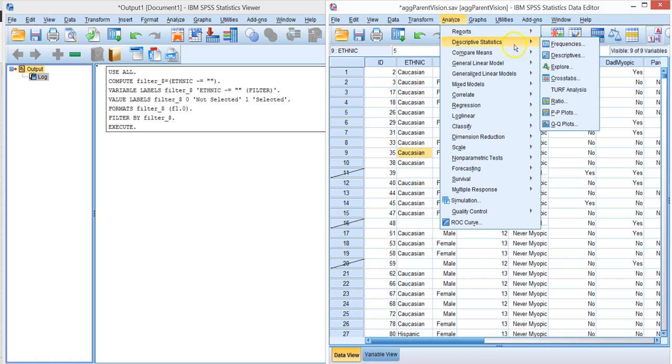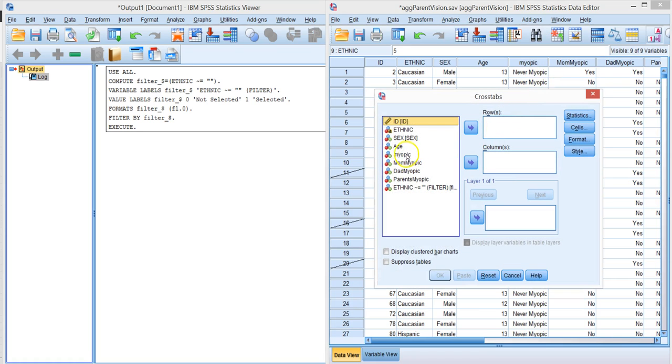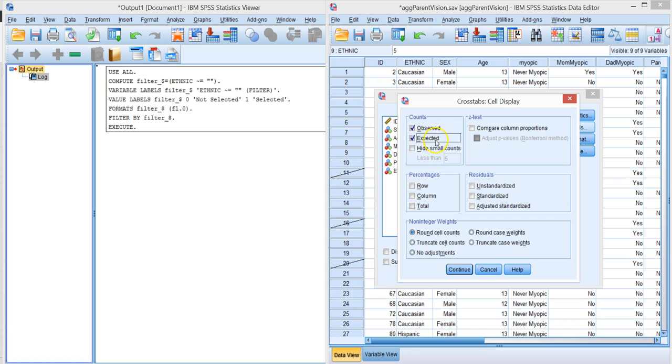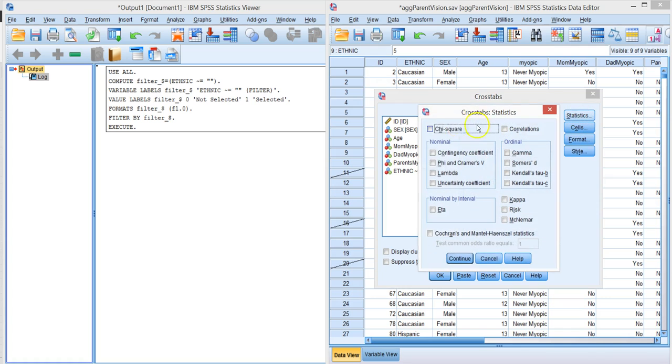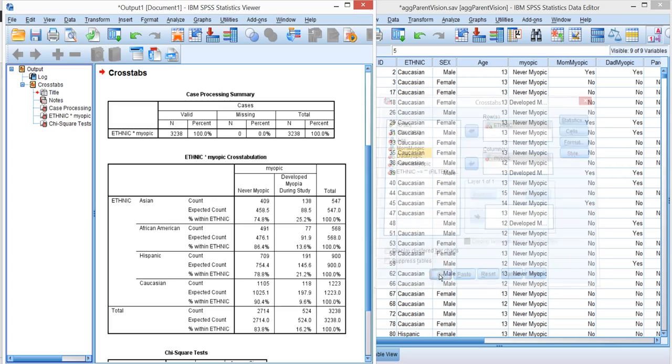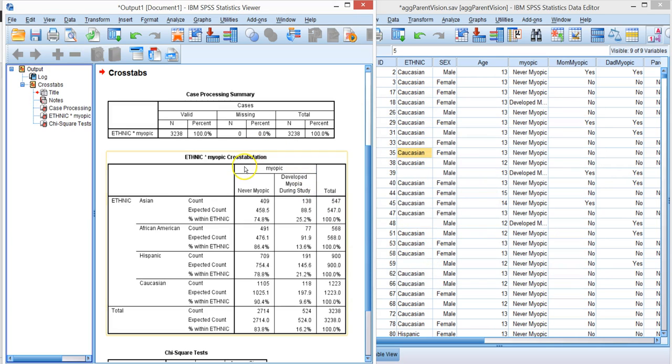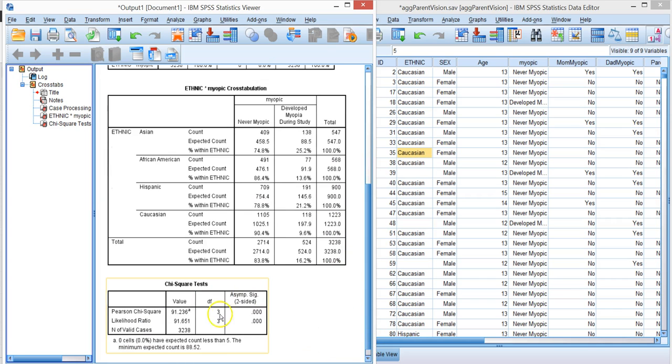Anyhow, so descriptive crosstabs. Let's look at ethnic in the rows, myopic in the columns. Our cells, we want to have expected values. We want to look at row percent. And we want our statistics to be chi-squared. Continue. Okay. So what do we get? We get a very significant chi-square.